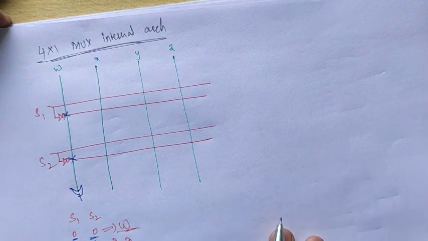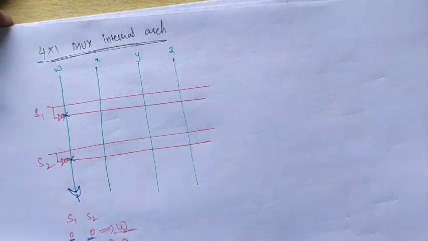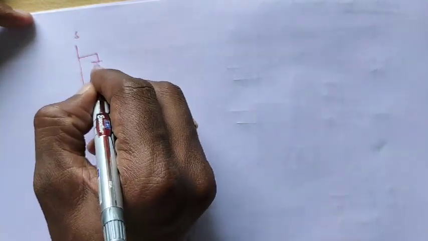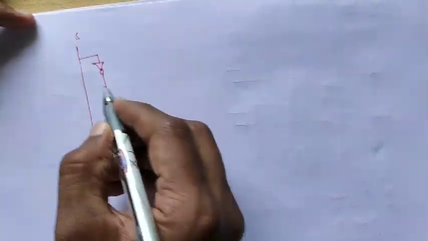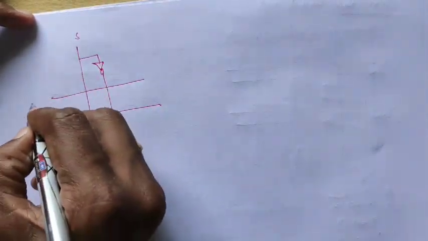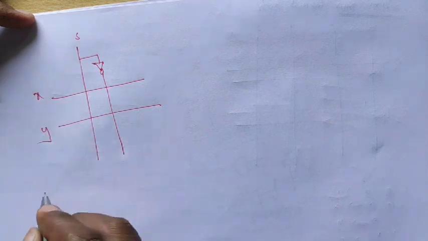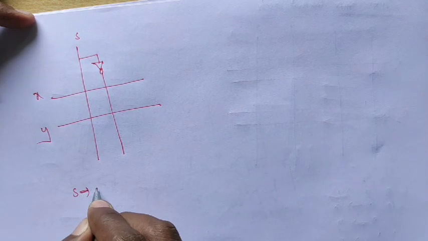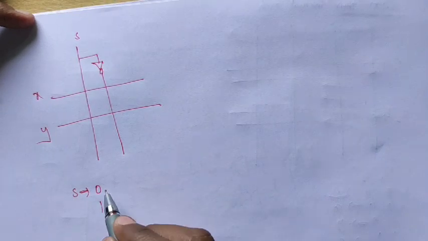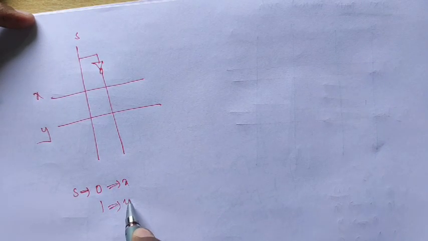Better to first draw the 2 by 1 mux, then after we go for the 4 by 1 mux. So here easily we can understand it, 2 by 1 mux. Only how many selection lines? Only one selection line. Let S be the selection line and its complement. 2 inputs, let them be X and Y. What is the possible combination? Either it is 0 or 1. So when it is 0, then X is the output. When it is 1, Y is the output.